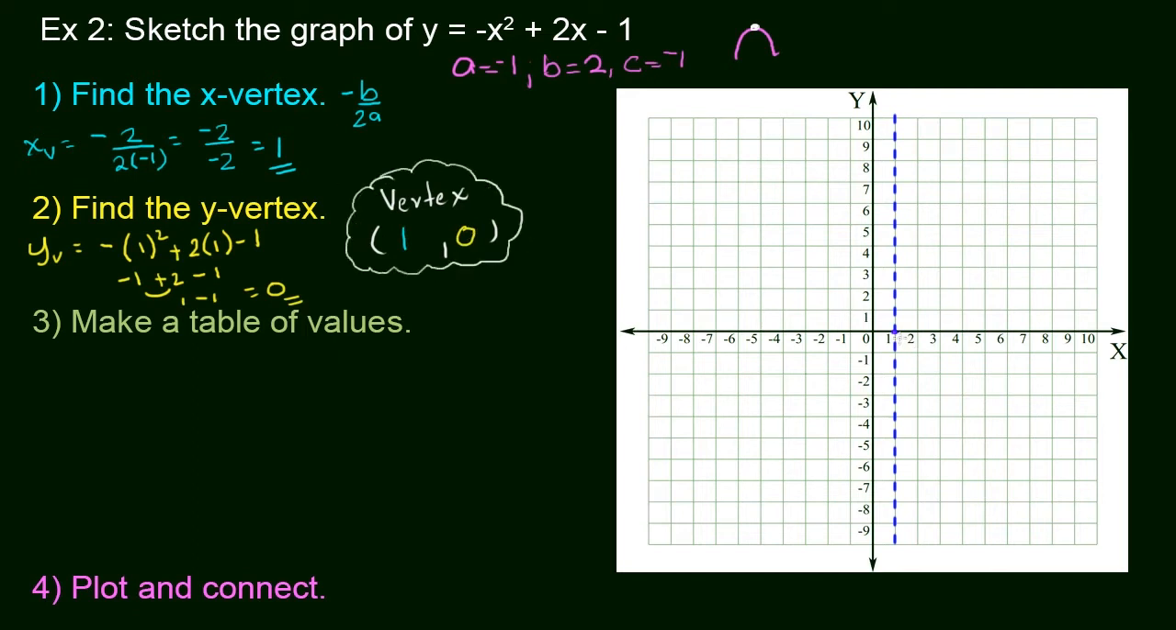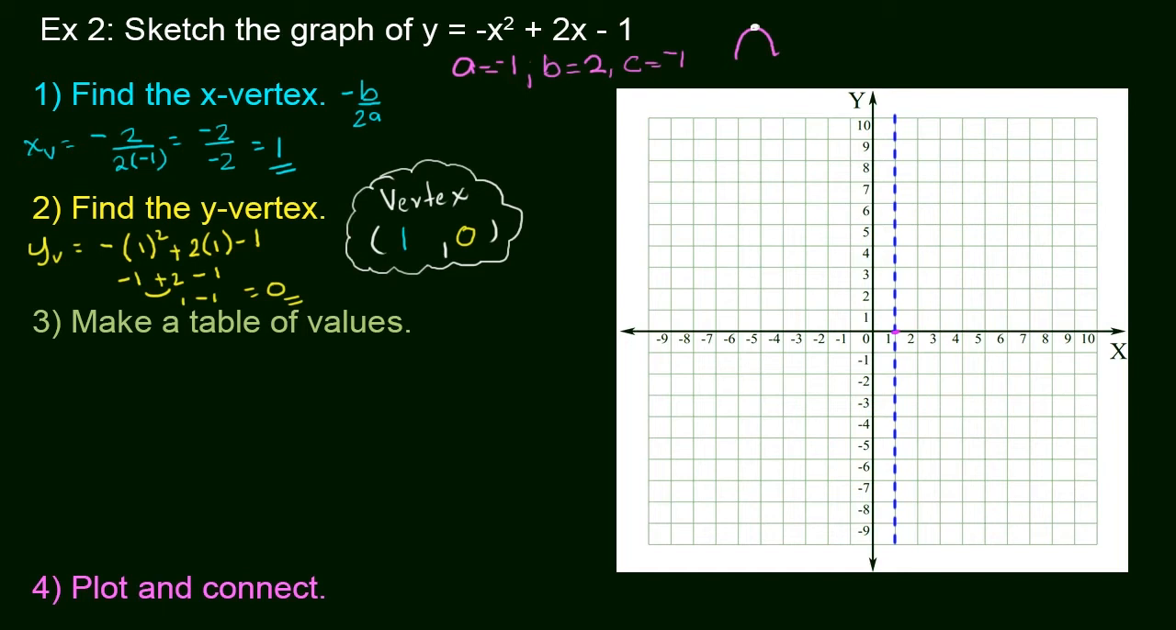I'm going to plot it over here. At x equals 1, y equals 0, we are here. And since this is a negative quadratic function, this is going to be the highest point on my graph, and this graph or parabola is going to go down, forming the letter N.